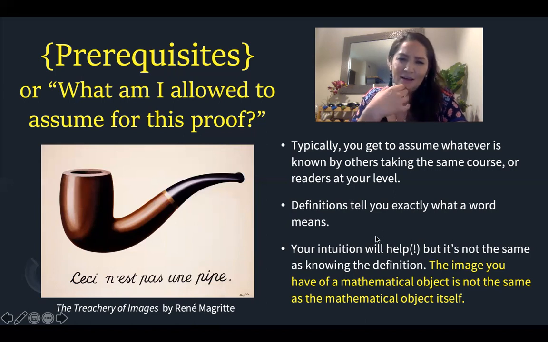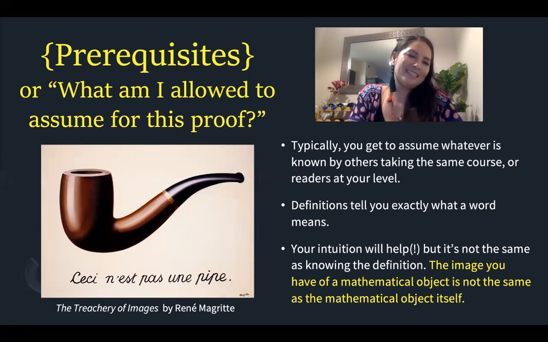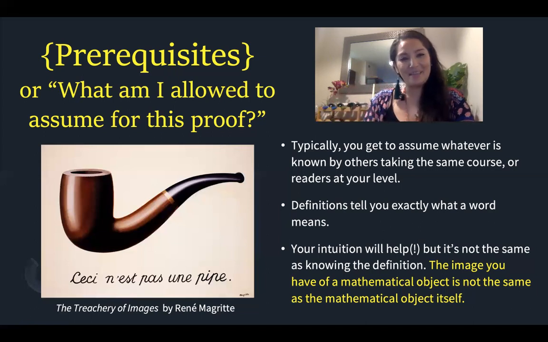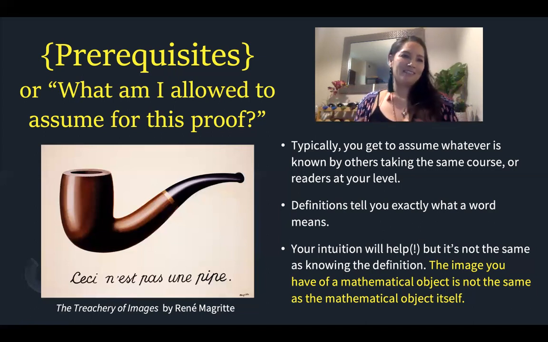I stumbled across that in a book by Douglas Hofstadter that I really love called Gödel, Escher, Bach. But that painting is a reminder that the image that we have of something is not necessarily the same as the actual thing. We would even say that the word pipe is not the same as an actual pipe. And we have to distinguish between the reality of the object and our conception of it, our image of it.